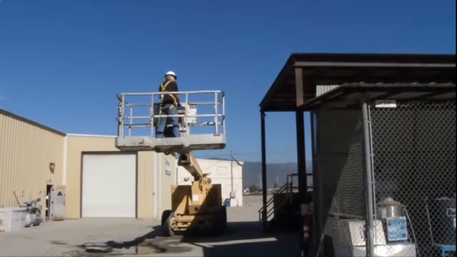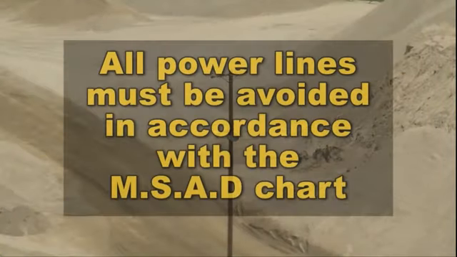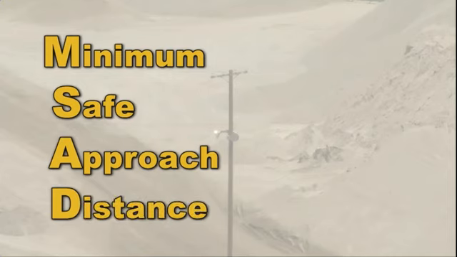As you raise the platform higher into the air, you need to be aware of any overhead obstructions, including power lines. All power lines must be avoided in accordance with the MSAD chart. MSAD stands for Minimum Safe Approach Distance. The minimum safe approach distance will vary depending on the voltage.